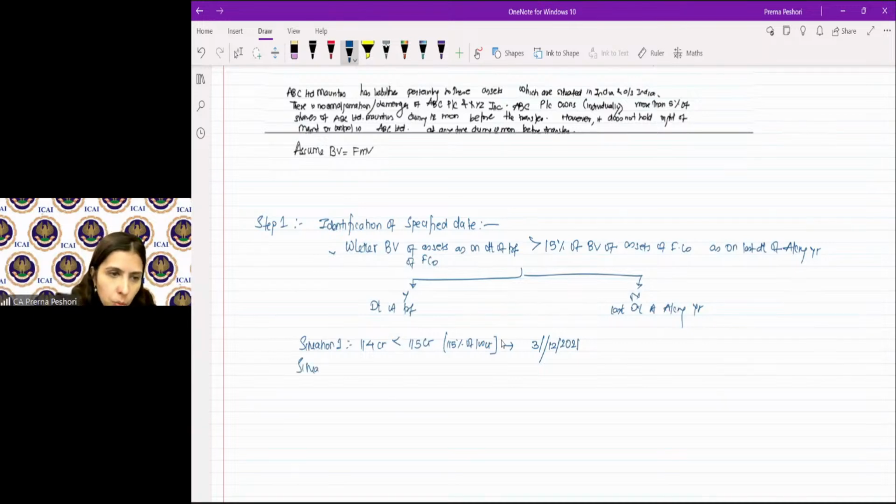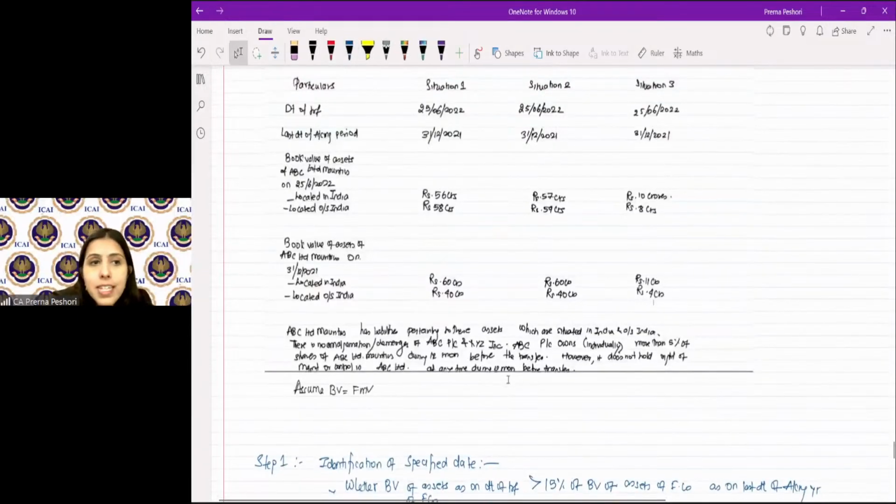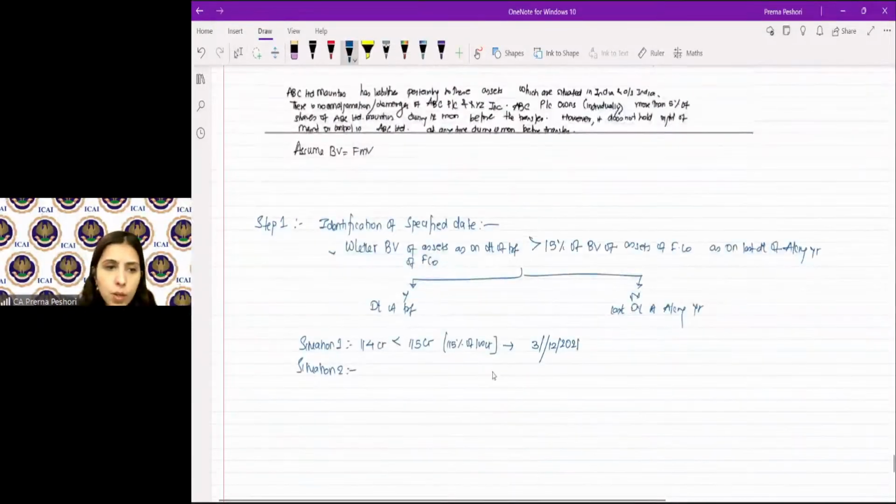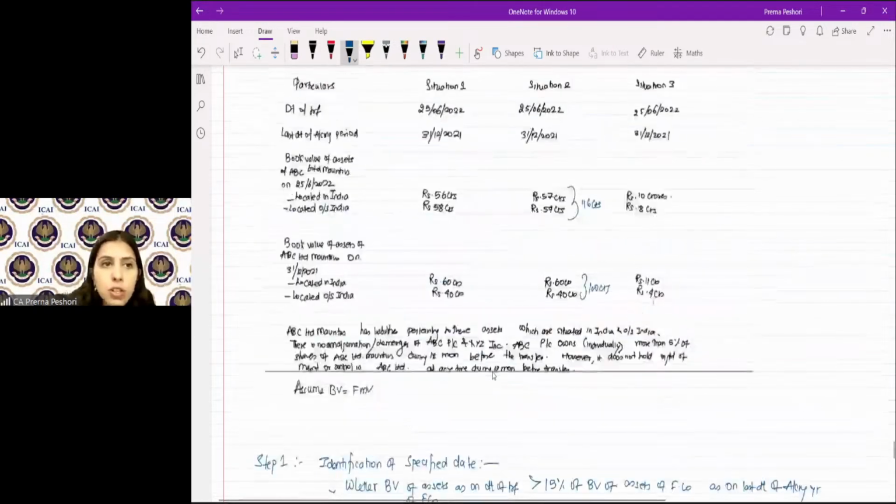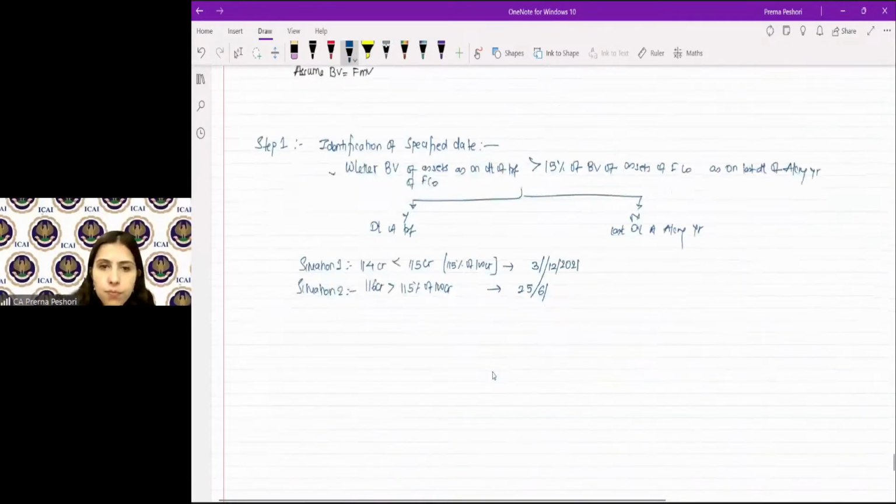You come to situation 2. What is the book value of assets as on the last day of the accounting period? Again 100 crores. This is 57 plus 59, 116 crores, students. So therefore, in situation 2, 116 crore is more than 115% of 100 CR. So you will take 25 June. What is the year? 22.